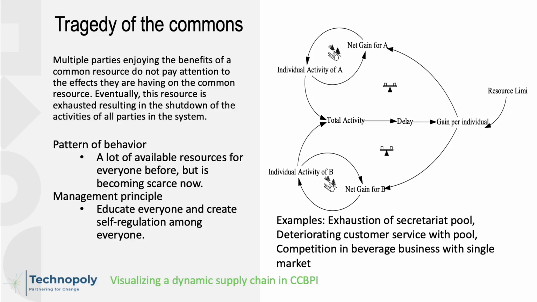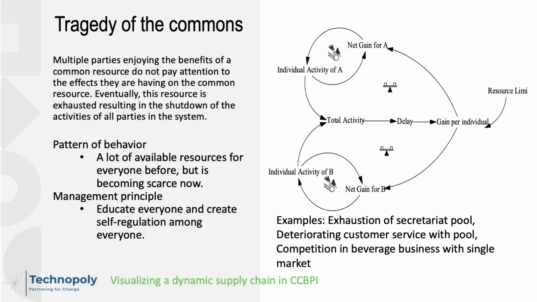A typical pattern of behavior here is when you have an available resource for everyone, but eventually it becomes scarce for everyone. The management principle here is to educate everyone and create what we call a self-regulating system where everyone should cooperate and preserve that resource so they can continue to grow.